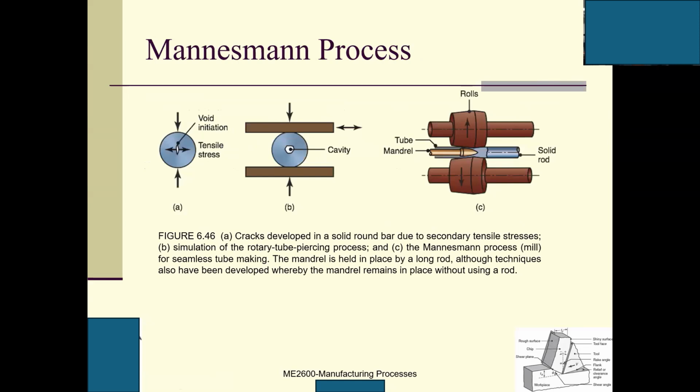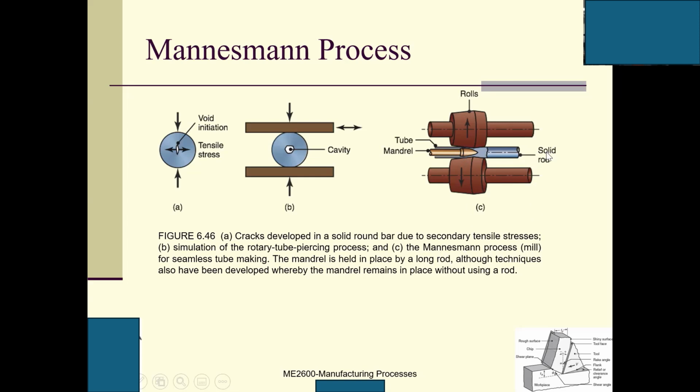The last one is the Mannesmann process. So here, first one is a void initiation. Also here, if there is a tensile stress, the crack will propagate. Crack developing in a solid round bar due to secondary tensile stress. So this tensile stress, if you press it, it goes this way. This is the tensile stress. So here is a simulation of a rotary tube piercing process. This is a tube. We want this cavity here. C is the Mannesmann process.